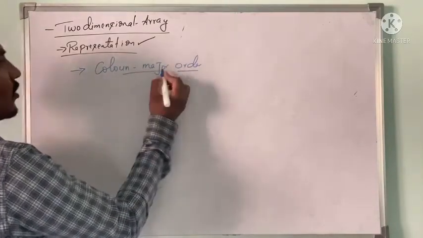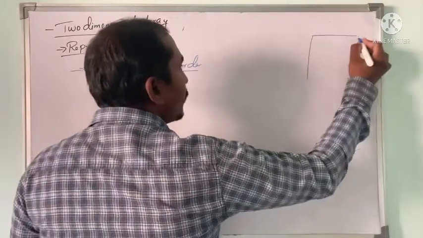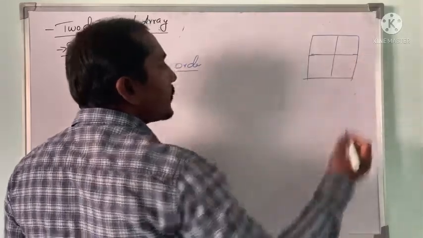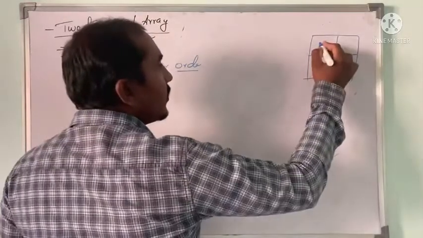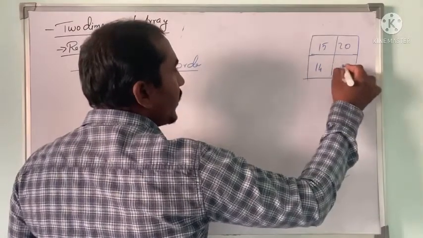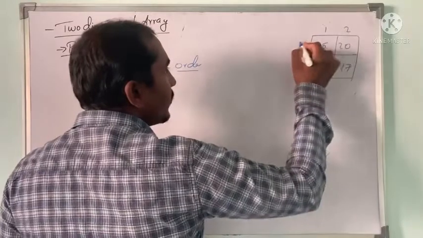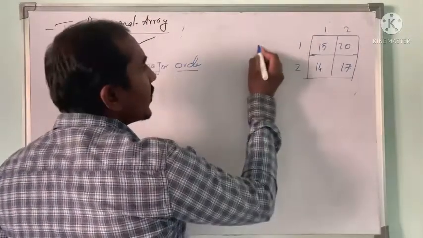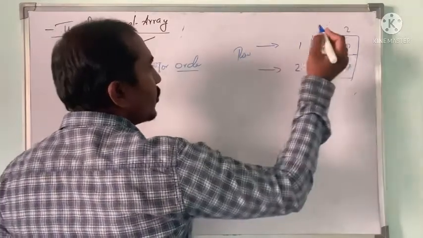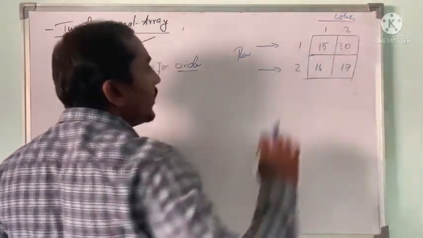So in column major order, if I consider an example of a 2 cross 2 matrix or 2-dimensional array, which will be having the elements like 15, 20, 14 and 17. And as you know, we have first row, second row, which is nothing but rows, and these are columns. First column and second column.